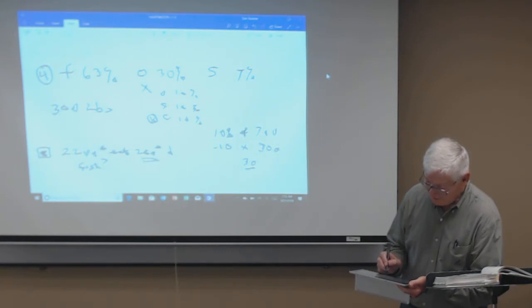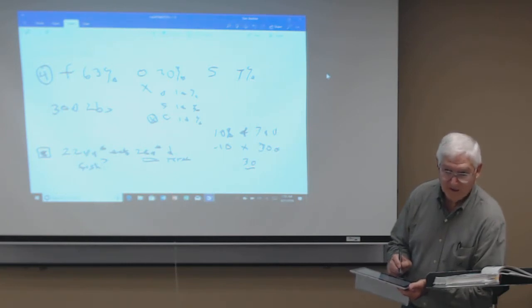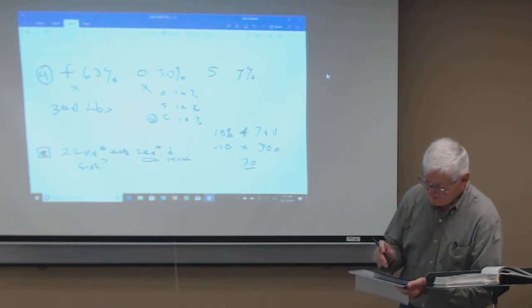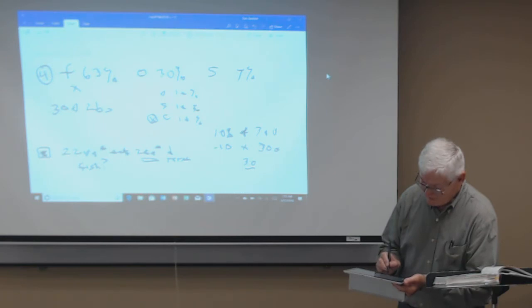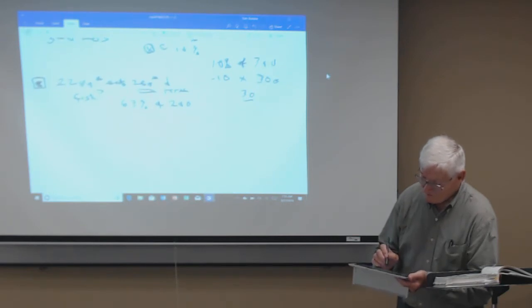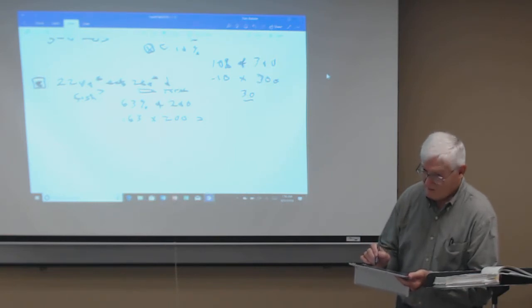He eats 200 pounds total, right? How many pounds of that would be fish? Look at the picture. What's the fish part? Fish up here, 63%. So I take 63% of the 200 pounds. And what do I get? 0.63 times 200 equals 126.